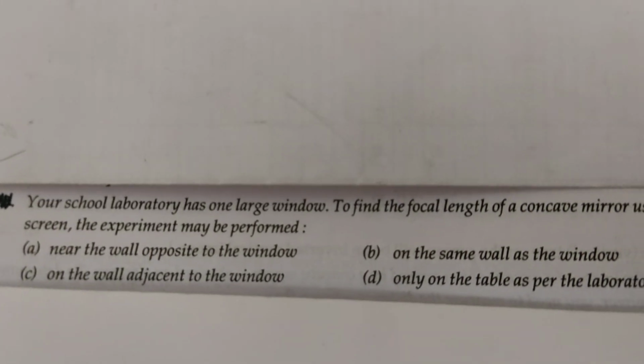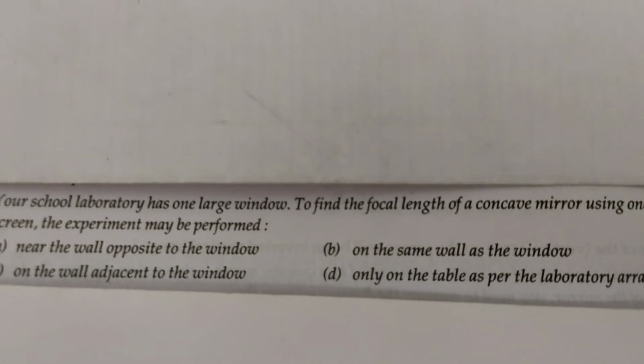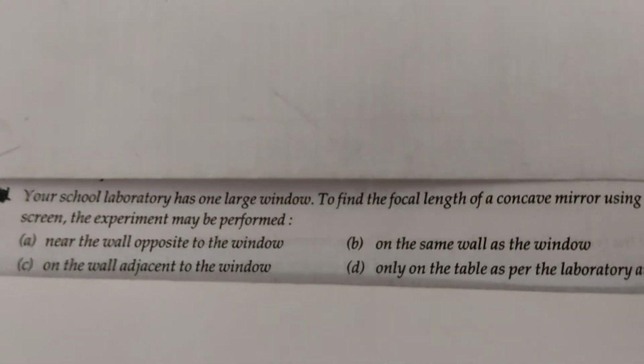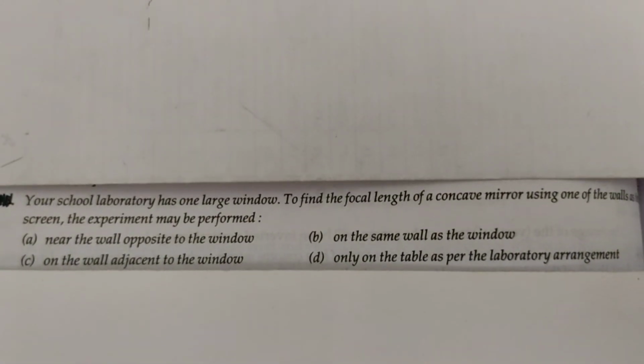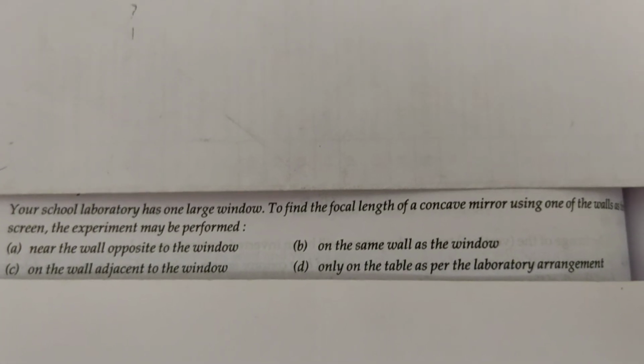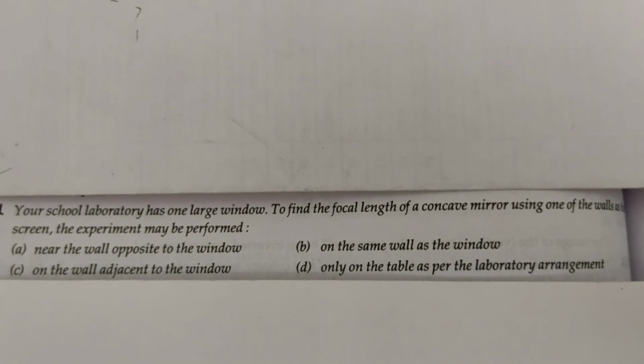First is given near the wall opposite to the window, on the same wall as the window, on the wall adjacent to the window, only on the table as per the laboratory arrangement. Now, if your ray diagram concepts are clear, you know that in case of a concave mirror, when the object is at infinity, the image is formed at focus.